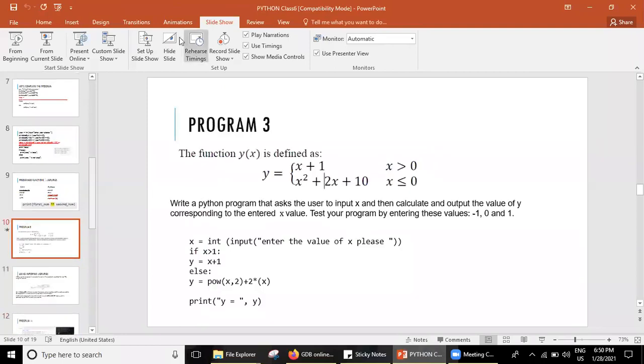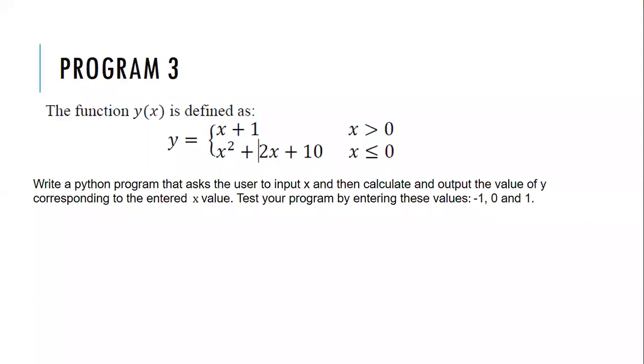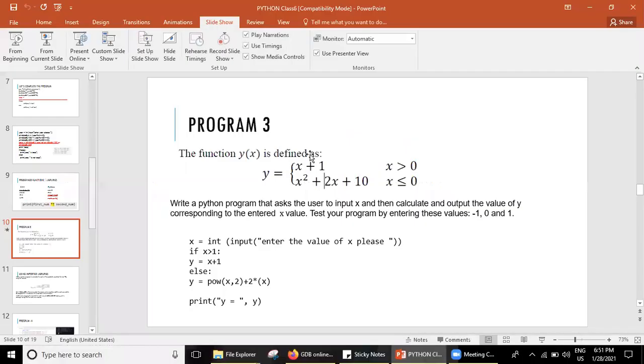Good. Now we'll try to solve a very simple program. Here it shows that y is a function which takes the value x plus 1 when x is greater than 0, and it takes the value of this when x is less than or equal to 0. So firstly, we'll give the ranges for x. First we'll check if the x given by the user is greater than 0 or less than 0, and then we'll calculate this using the power function.